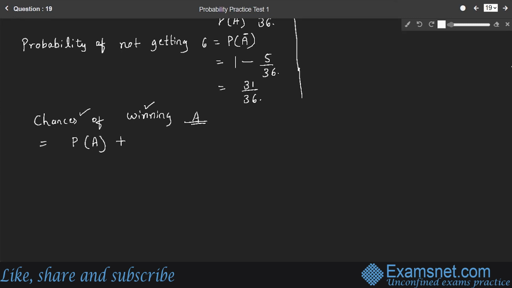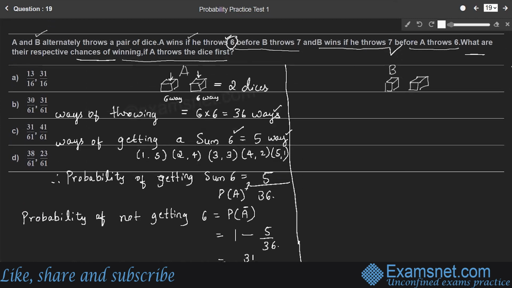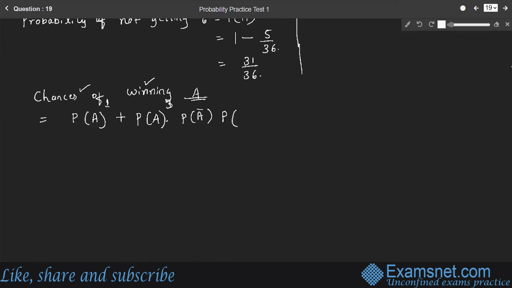We'll consider the third time. In the first case, A throws the pair of dice. In the second case, B throws. We'll consider the third case, where A throws the dice: the probability of getting 6, into the probability of not getting 6, which is P of A prime, into the probability that B doesn't get 7. Here it is given that A wins if he throws 6 before B throws 7. B doesn't win if A throws. Therefore, in the third case B doesn't win, so we'll consider P of B prime.